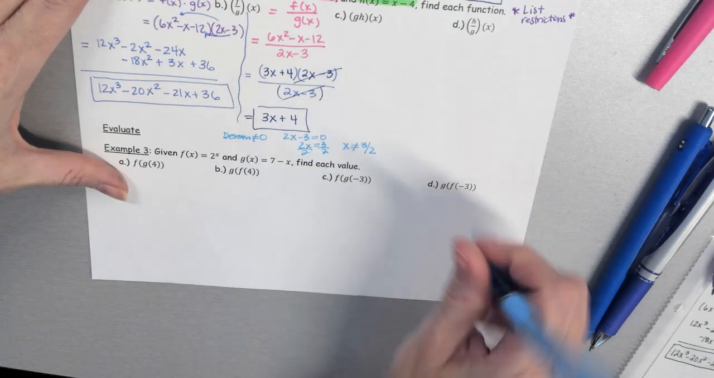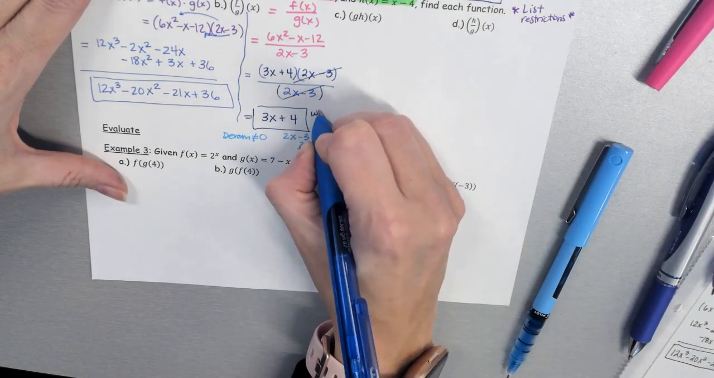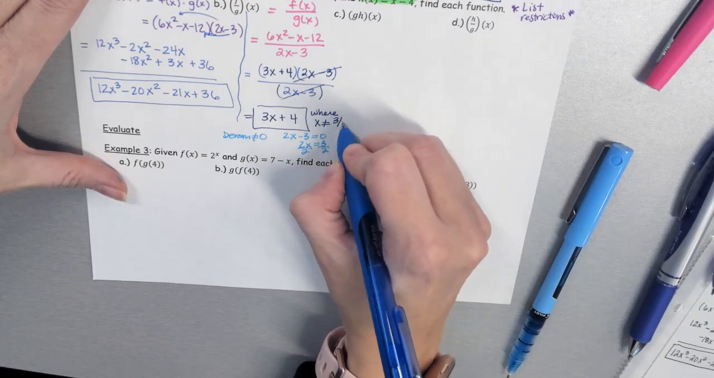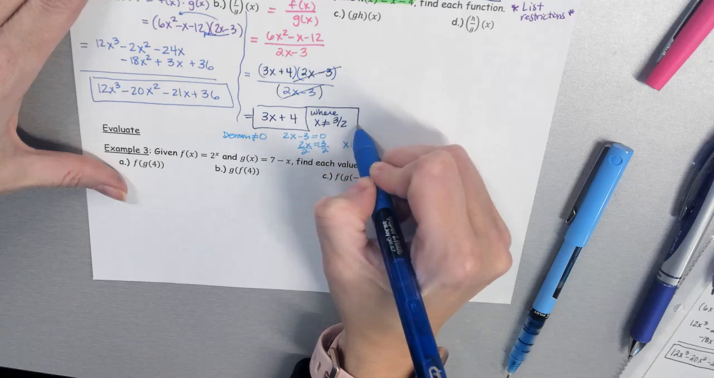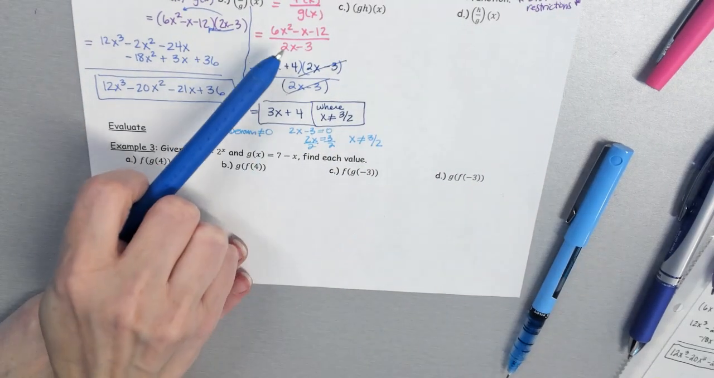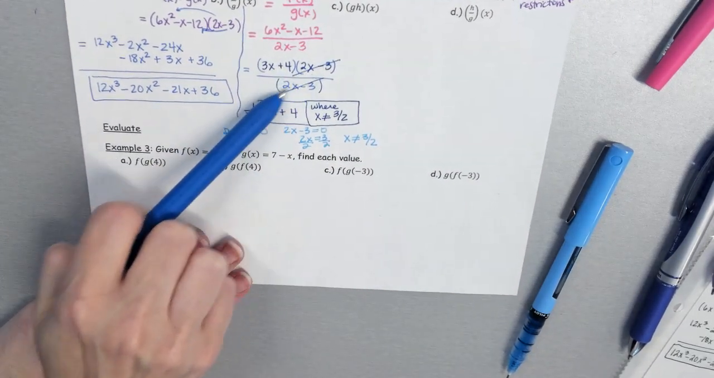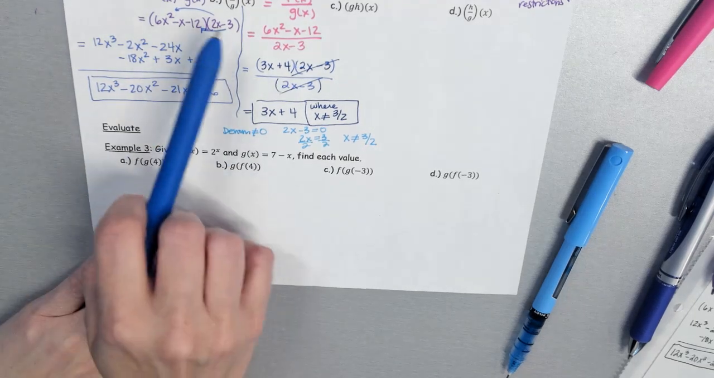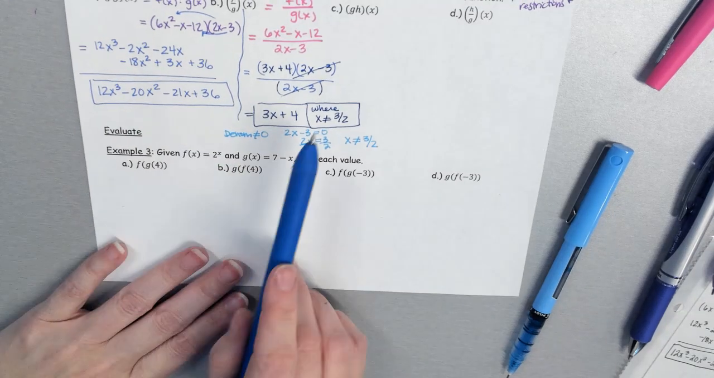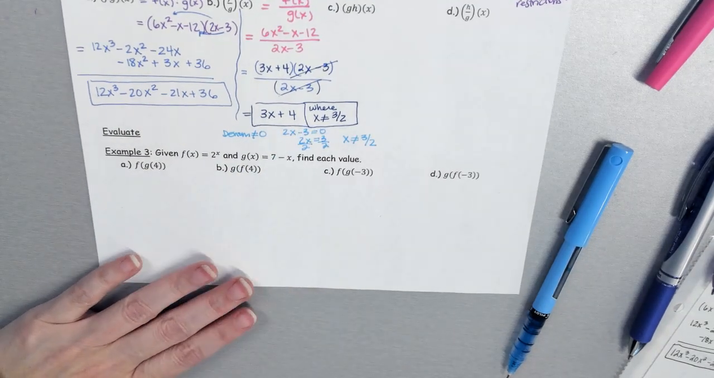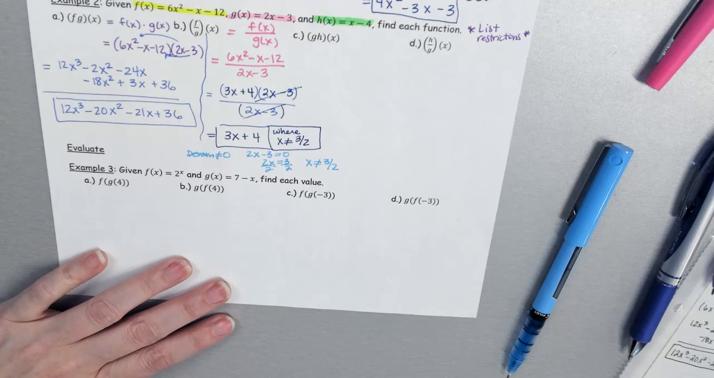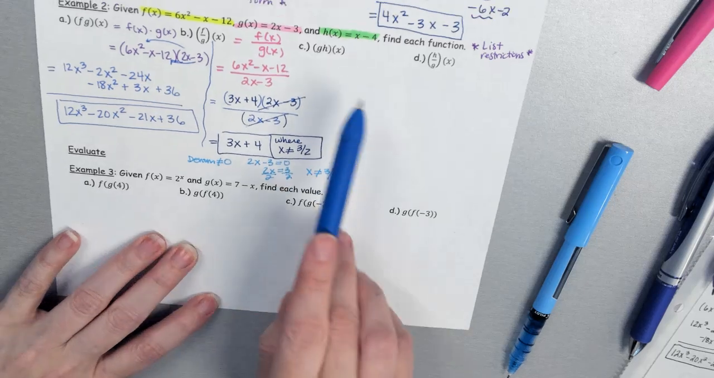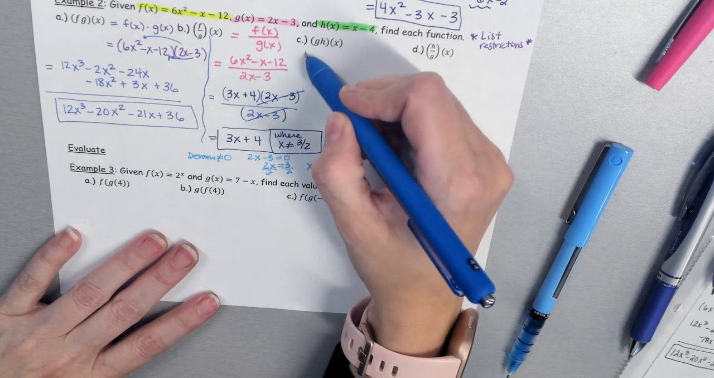So we say 3x plus 4, where x cannot equal 3 over 2. If it was 3 over 2, the denominator would be 0, and we wouldn't even be able to get to this step. Okay, so anything divided by 0 is undefined. Okay, so we would not be able to simplify that anymore. Okay, so based on what we did there, I want you guys to do C and D.